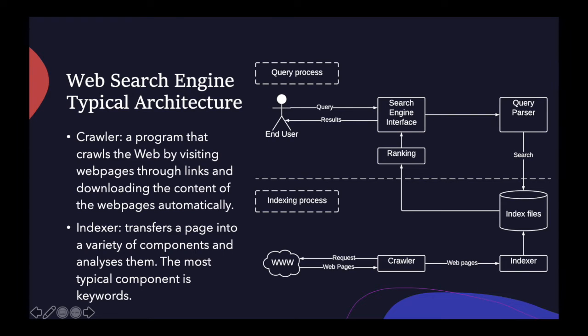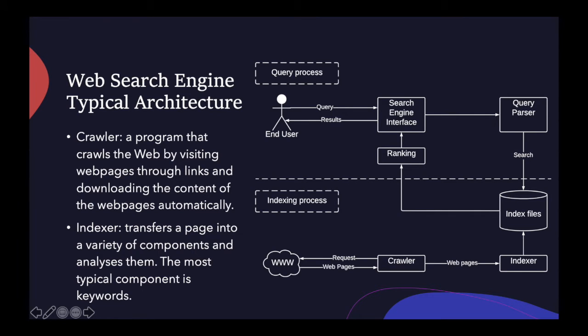Here is the typical architecture of a modern web search engine. It has two major functions, the indexing process and the query process. The indexing process builds the structures that enable searching, and the query process uses these structures and the user's query to produce a ranked list of documents. There are 6 components: a crawler, an indexer, an index file database, a query parser, the ranking mechanism, and the user interface.